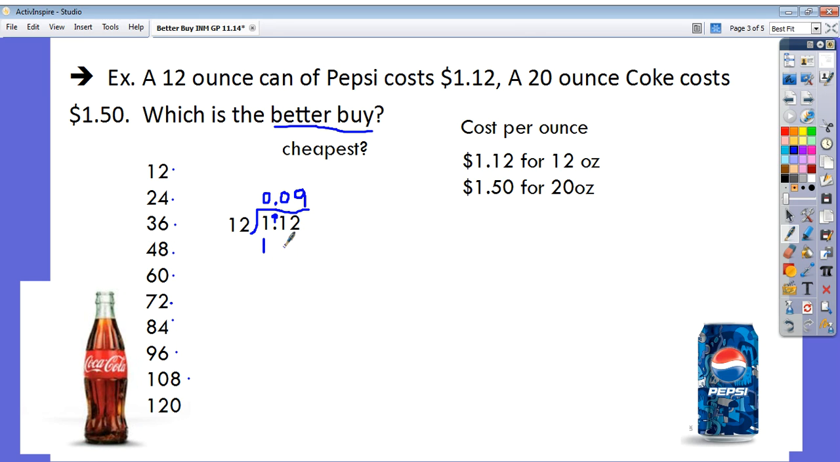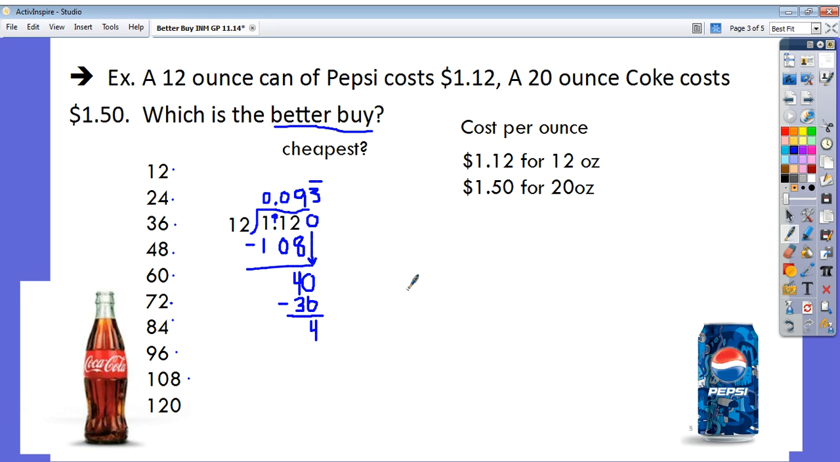And I have 108. Ooh, that looks bad. 112 minus 108 is 4. 12 doesn't go into 4, so I'm going to grab a 0 and bring it down. 12 goes into 40 3 times, and this is 36, because 12 times 3 is 36. 40 minus 36 is 4, which means this 3 is repeating.